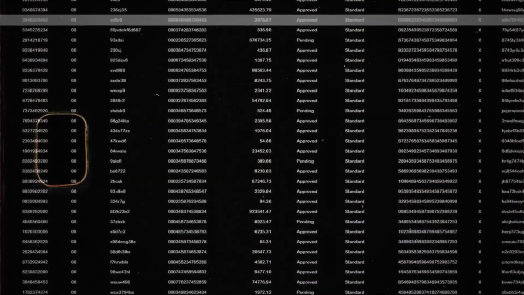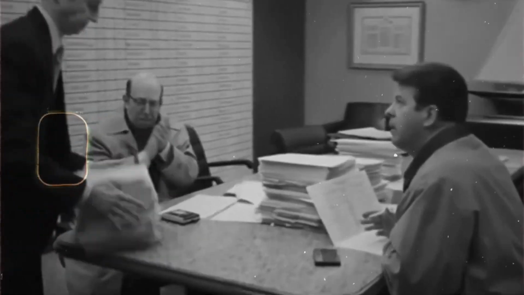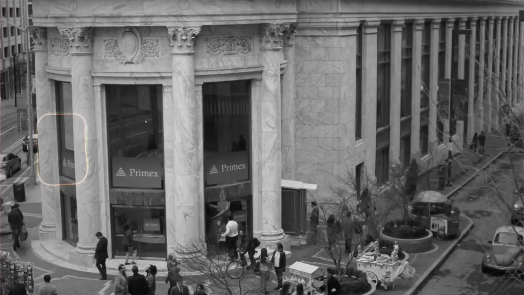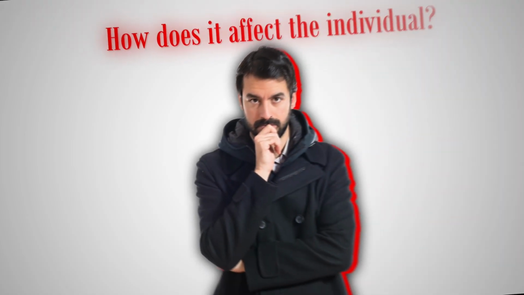Lastly, any country with a money laundering problem would go through a serious lack of tax revenue, which creates all kinds of new problems. Public services become either awful or non-existent, and the entire country becomes a mess to live in. How does it affect the individual?